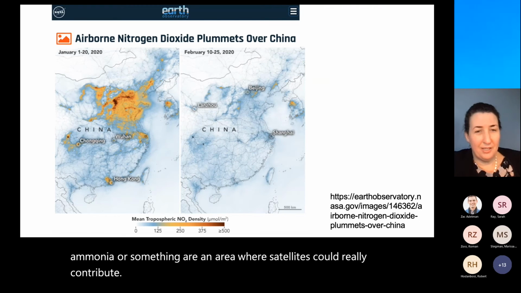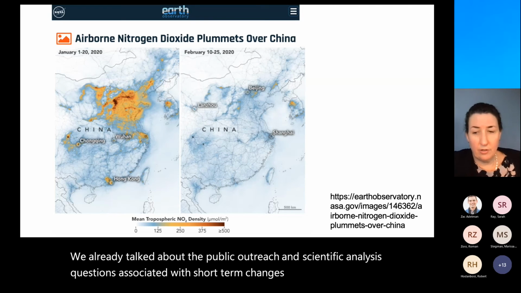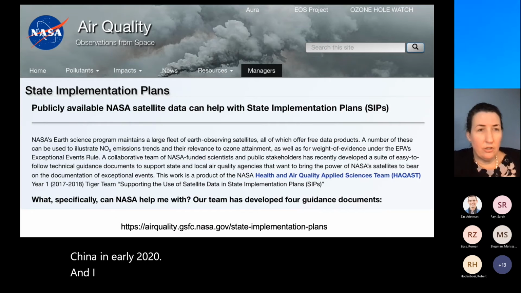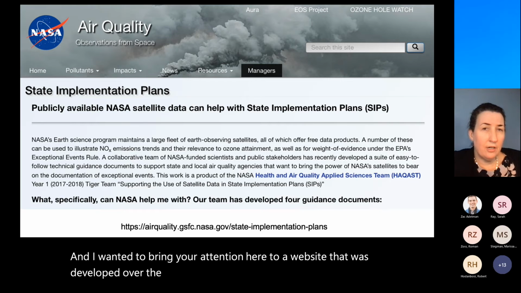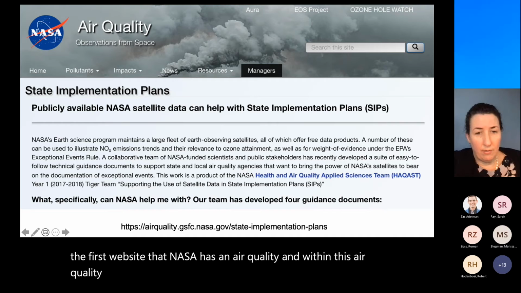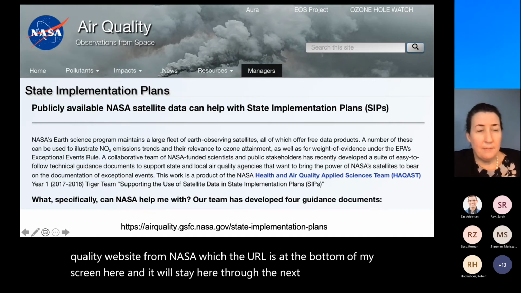We already talked about the public outreach and scientific analysis questions associated with short-term changes in NO2, like over China in early 2020. And I wanted to bring your attention here to a website that was developed over the course of our HAQAST generations. This is the first website that NASA has on air quality. Within this air quality website from NASA, whose URL is at the bottom of my screen and will stay here through the next couple of slides, there are different categories, so you can look at pollutants and impacts.